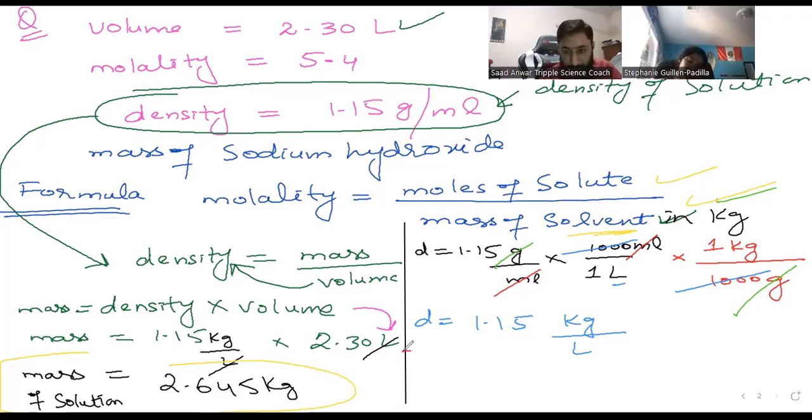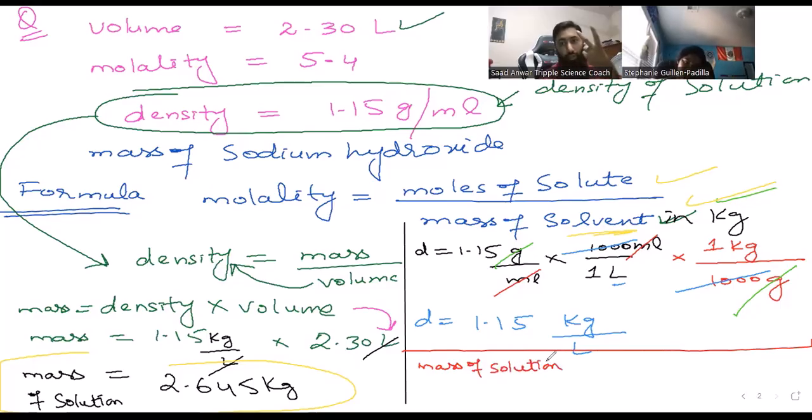Coming to the next thing. Mass of solution, because solution means two things. One is solute, the other is solvent. So mass of solution means we are talking about the mass of solute and the mass of solvent.